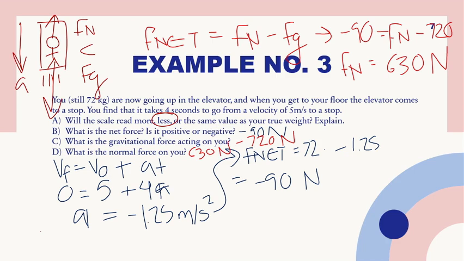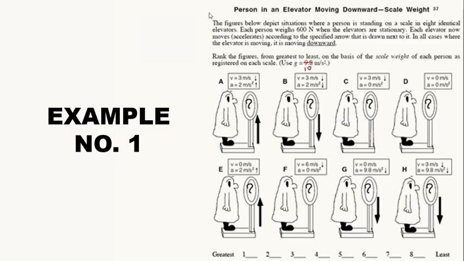And just as we predicted, it is less than your true weight, which has a magnitude of 720 newtons. Example number 1. The figures below depict situations where a person is standing on a scale in 8 identical elevators. Each person weighs 600 newtons when the elevators are stationary. Each elevator now moves or accelerates according to the specified arrow that is drawn next to it. In all cases where the elevator is moving, it is moving downward.